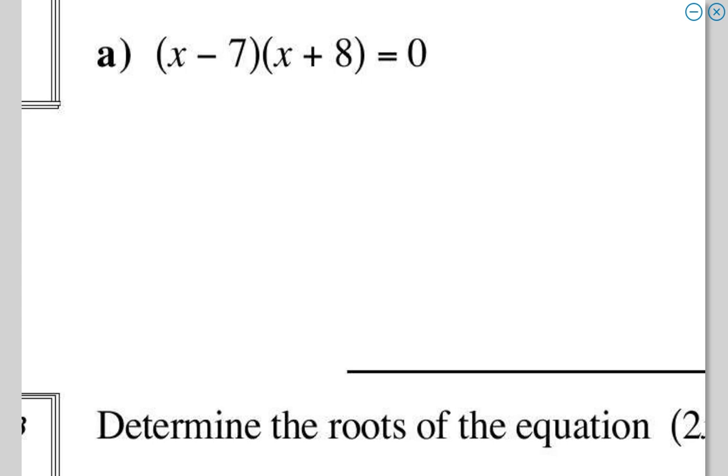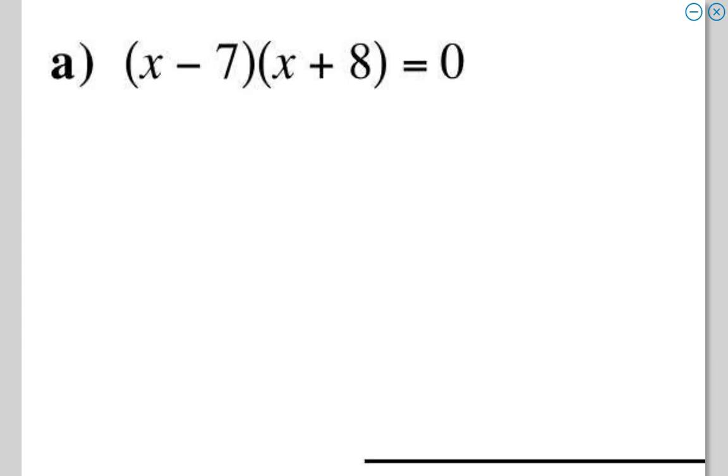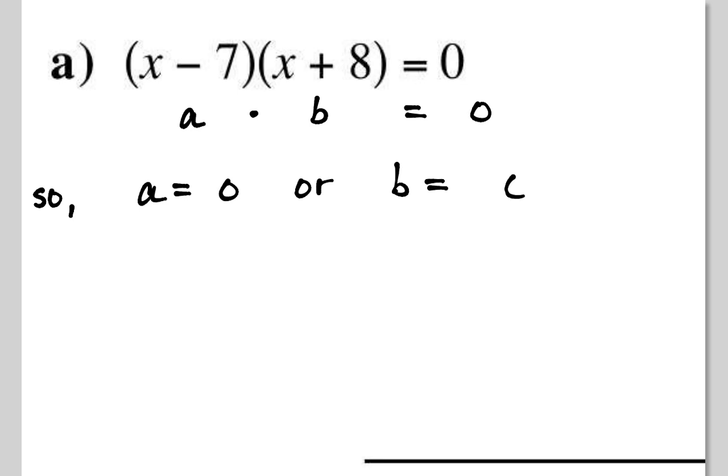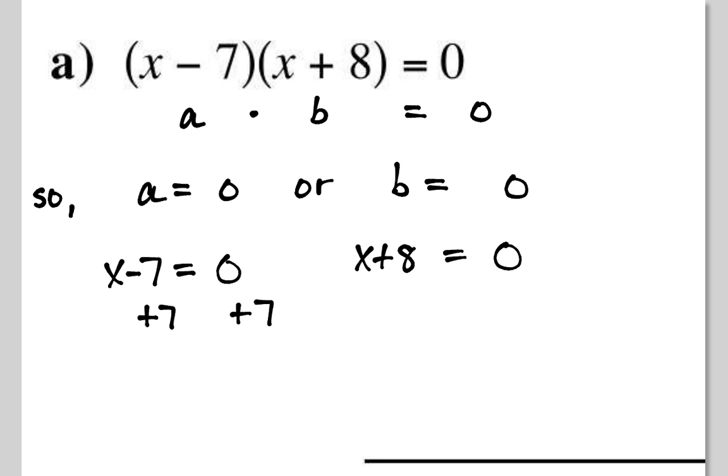Okay, so let's talk about this first one. I'm going to do this the long way. A times B equals 0. So that means A equals 0 or B equals 0. A is x minus 7 and B is x plus 8. Isolating for x, you can see on this equation we have to add 7, add 7. And for this equation we have to minus 8, minus 8.